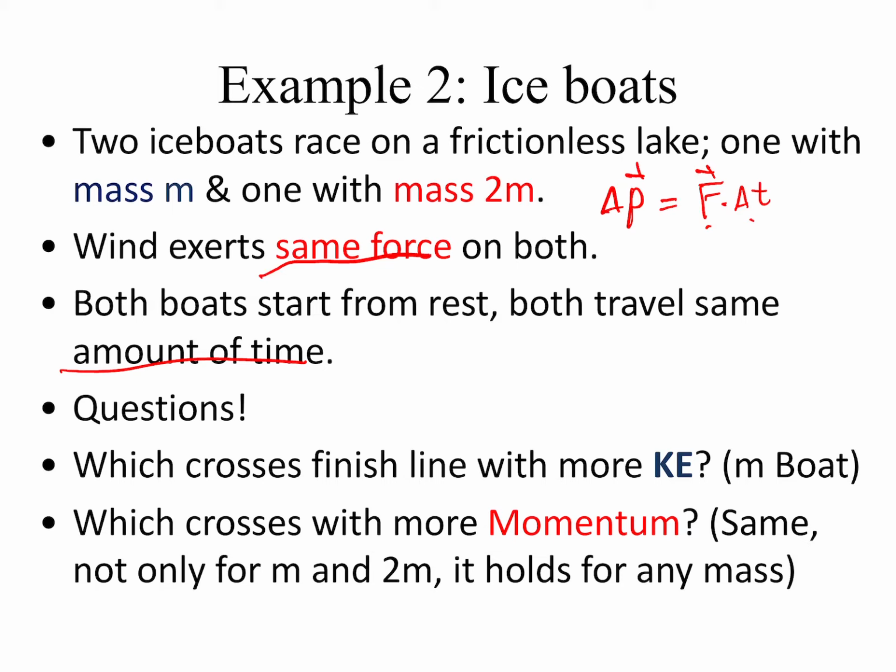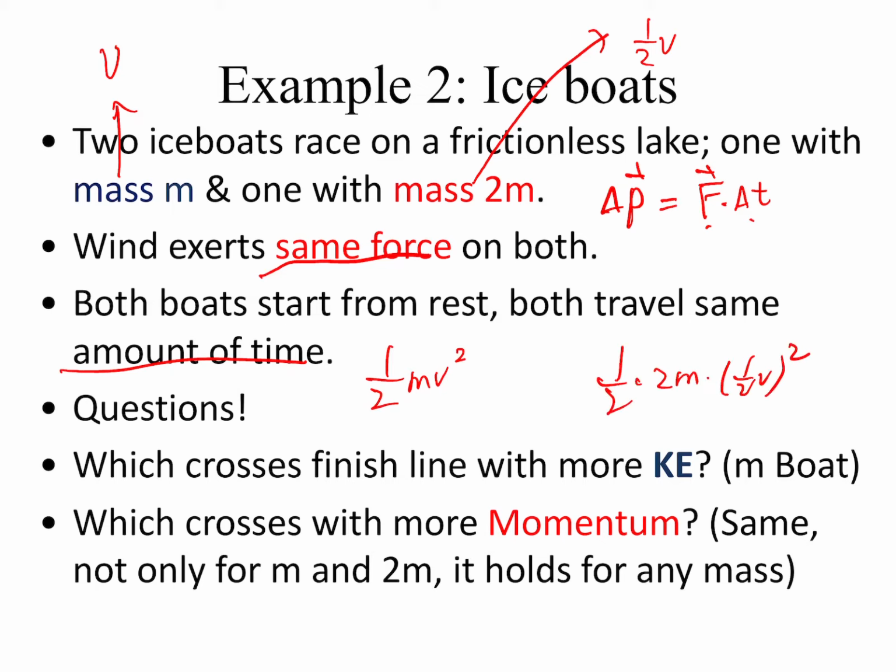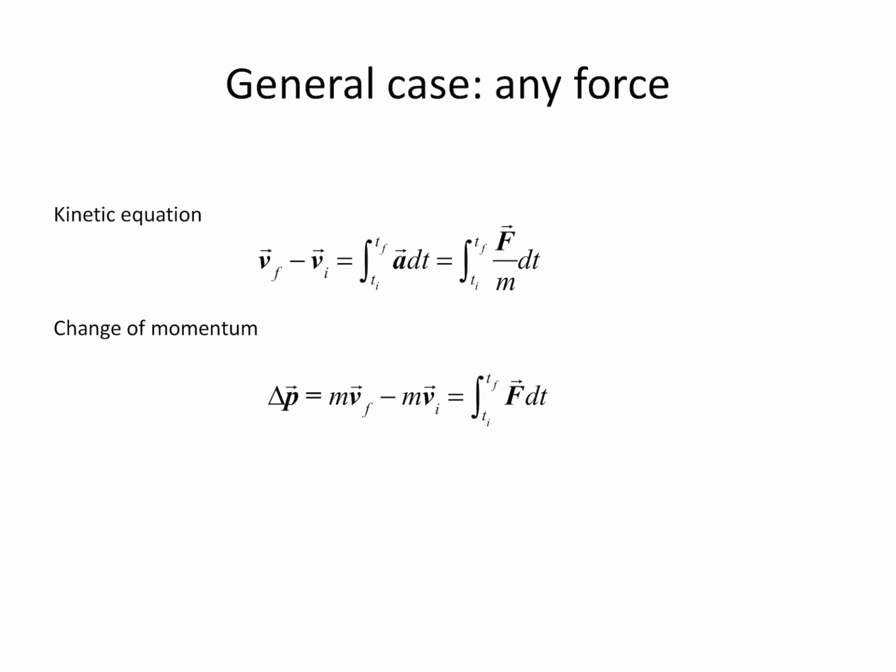Okay, so if momentum is the same, boat 1 should have velocity v, and boat 2 should have velocity 1/2 v, because they have the same momentum. And then you need to calculate which one has higher kinetic energy. This is for boat 1. This is for boat 2. So apparently boat 1 has more kinetic energy.